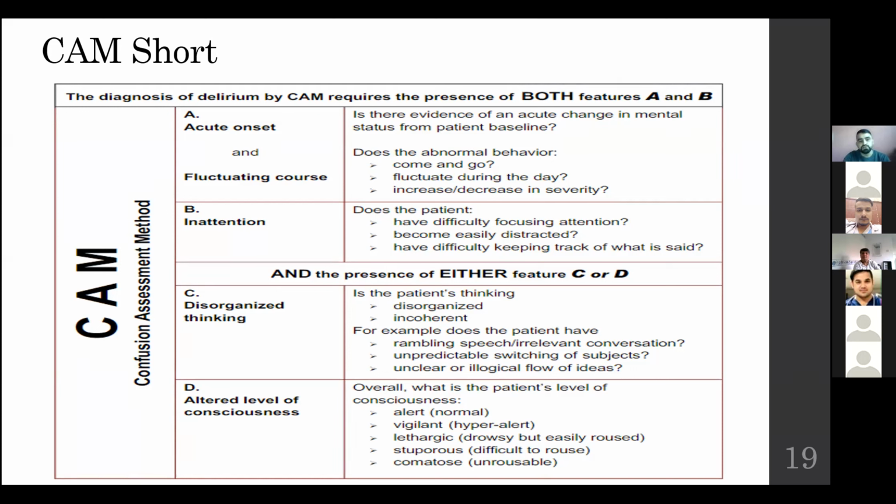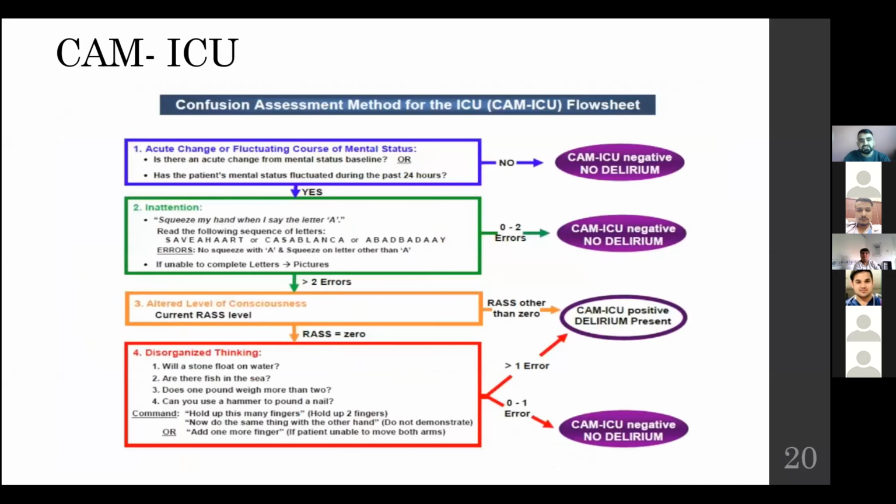This is also a useful tool for A&E. Another tool is CAM-ICU. It is useful for ICU patients. It uses the Richmond Agitation and Sedation Scale. So you can go through this, but it is not important from our A&E point of view. It is important from an ICU point of view. Moving on.